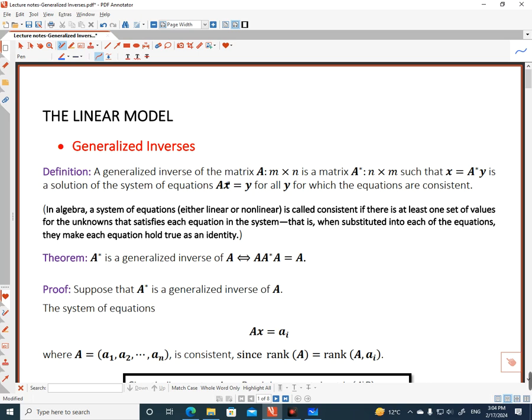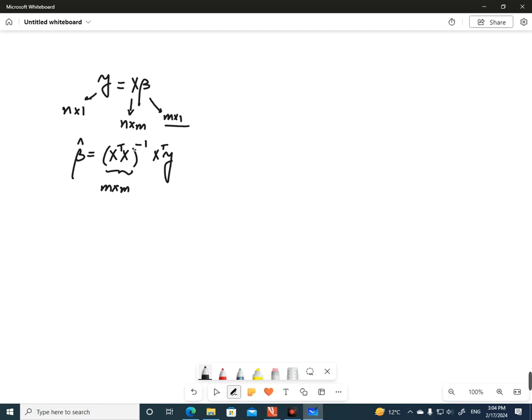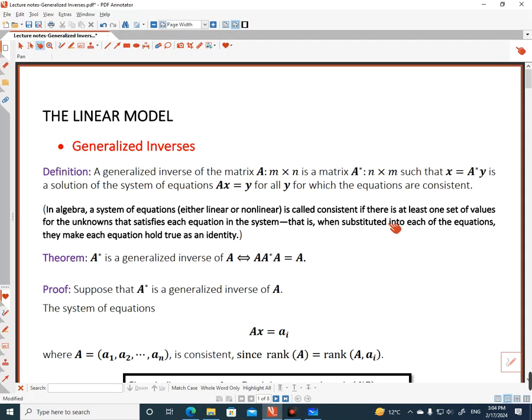So first we have this definition: a generalized inverse of a matrix A, let me use this pointer, which is of dimension m by n, is a matrix A star such that x is equal to A star y. So if I come back here and X prime X is not invertible, we can find the estimate of beta by the generalized inverse. So it is good to have information about generalized inverse. And it's a solution of a system of equations Ax equal to y for all y for which the equations are consistent. I will discuss consistency.